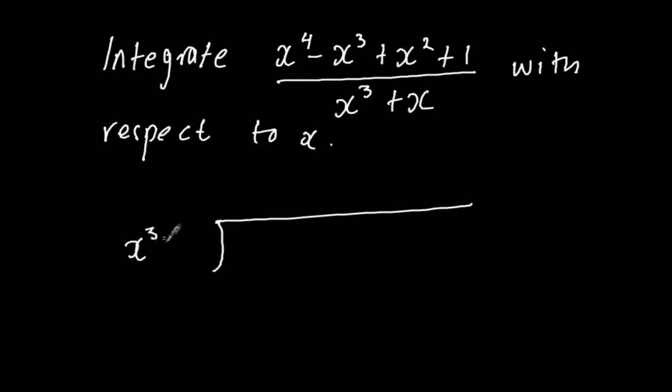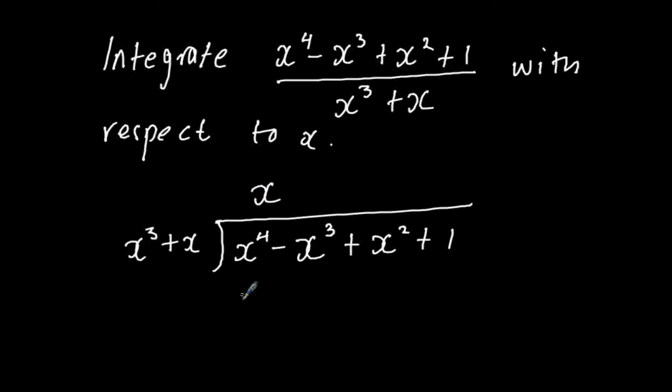So you have x cubed plus x outside, then x power 4 minus x cubed plus x squared plus 1. X power 4 divided by x cubed, you get x. When you multiply this times this, it will give you x power 4. And when I multiply this times that, it will give me x squared. So plus x squared. Then I have to subtract this.